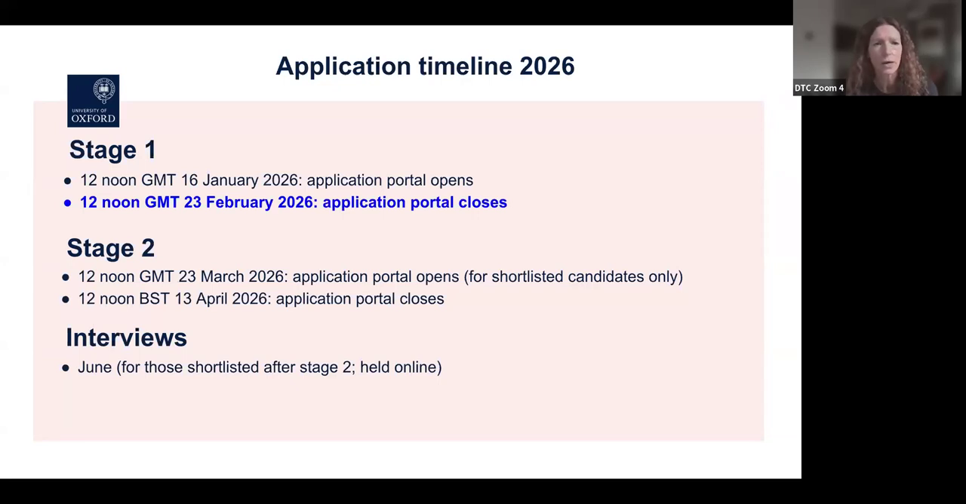Deadline for the ongoing call, we have the slide that illustrates that now, but just again to reiterate, stage 1 opens at 12 noon Greenwich Mean Time on the 16th of January, closes at 12 noon Greenwich Mean Time on the 23rd of February, and stage 2 opens at 12 noon Greenwich Mean Time on the 23rd of March, and closes at 12 noon British Summer Time on the 13th of April.